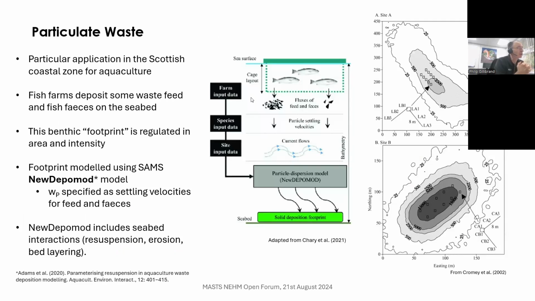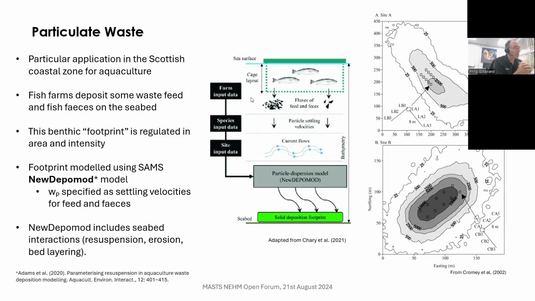In aquaculture, we use particle tracking models a lot for particulate waste. Fish farms produce waste feed and fish feces that has settling properties. The feed and feces settle out through the seabed as well as being advected side to side by the currents. So we have two types of particles, one type representing feed with a settling velocity appropriate for feed, and then another type of particle for fish feces with a different settling velocity.